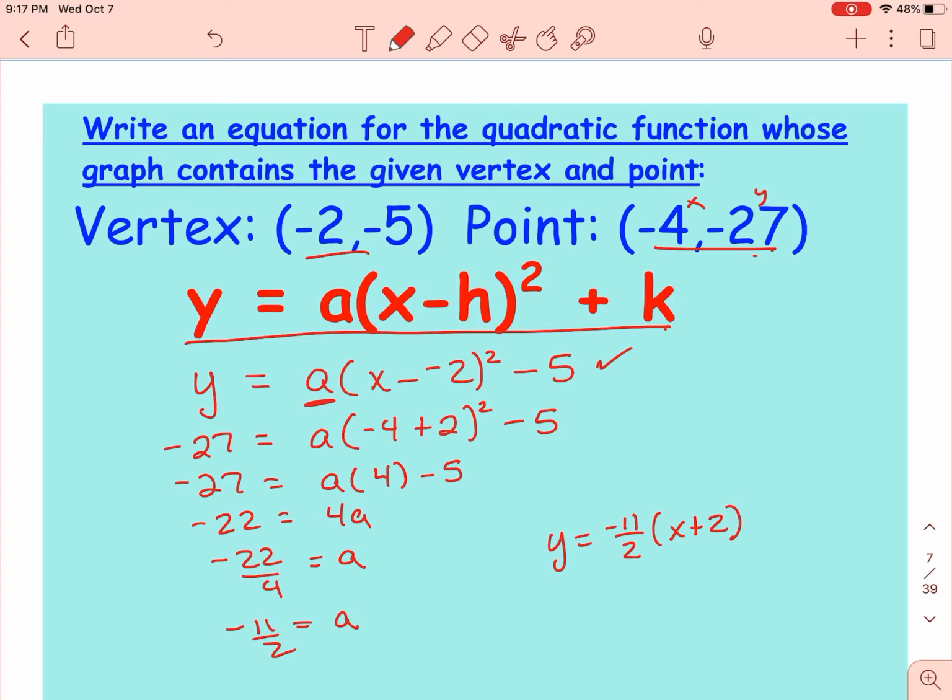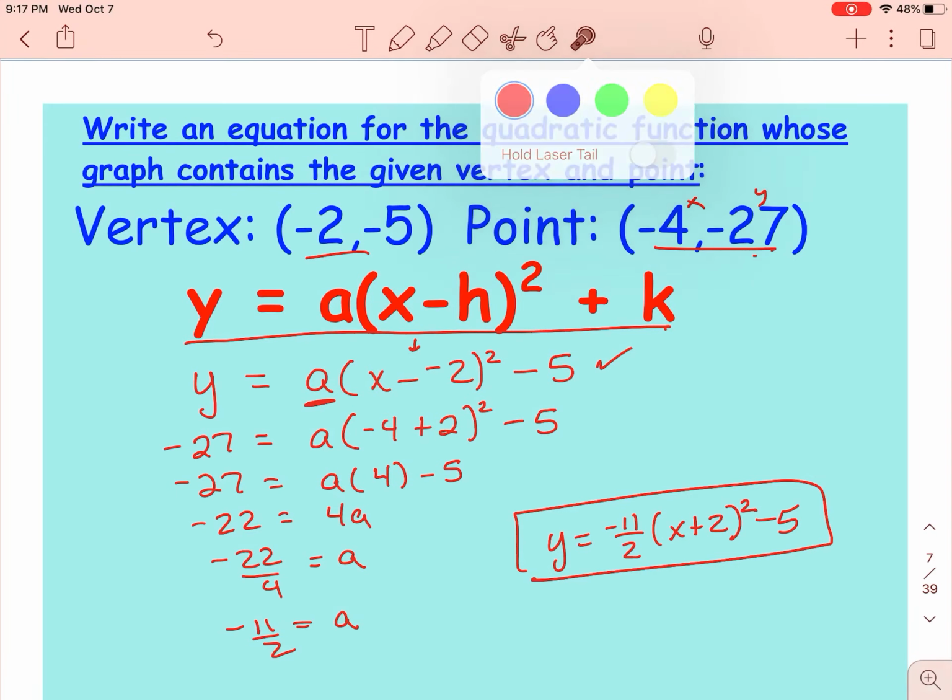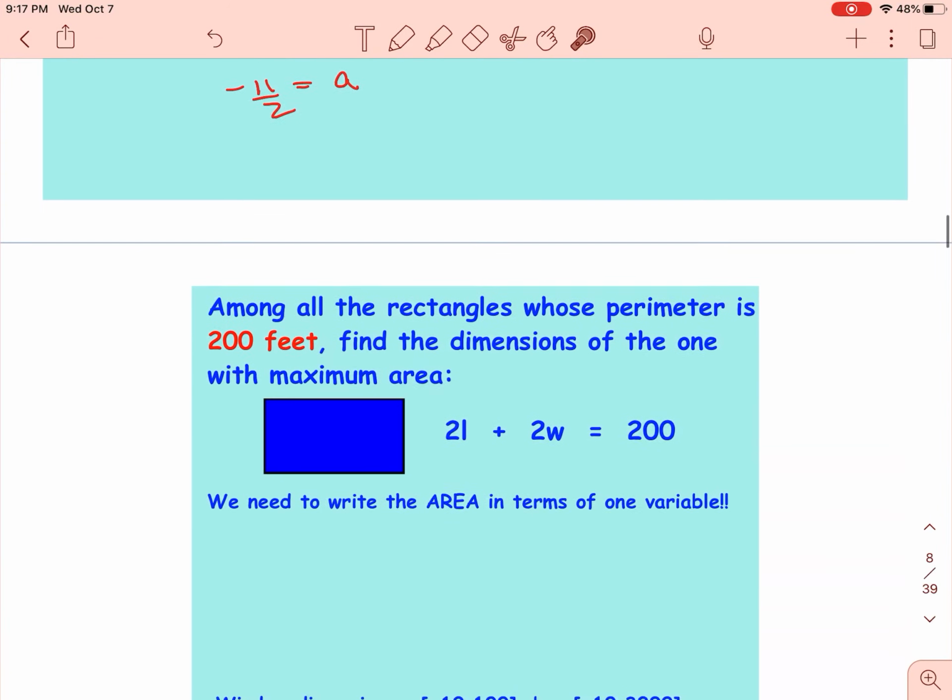It's going to be x plus 2 squared minus 5. If I was doing it right in this step, I would have just said plus 2 right here to start with, but I was just showing you how. So anyway, there is how you can do a problem like that where they give you the vertex and a point on the parabola.